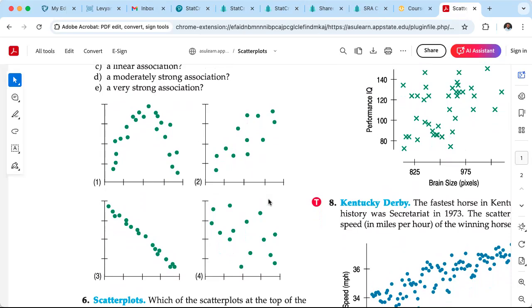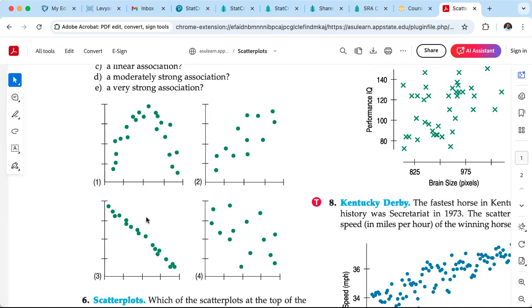1 and 2. And why not 4? No, I see. So I would say 2, right? This is also strong. See, when it goes up, it goes up, and when it comes down, it comes down. Is that okay? But this is curved. The correlation coefficient will do very poorly on this because it's not good at curves. Is that okay? A very strong association, what would you say?